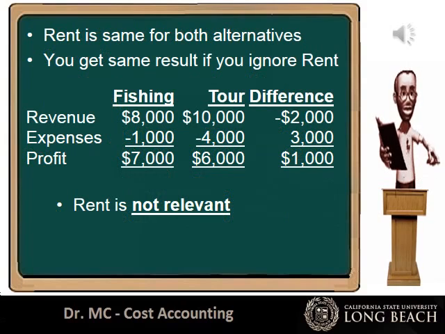In our two choices, the rent expense was the same number. Since it was the same number for both alternatives, it wasn't relevant. If you remove the rent expense from our table, you see that the fishing profit is still $1,000 greater than the tour profit. Without considering the rent, you would still make the same decision.